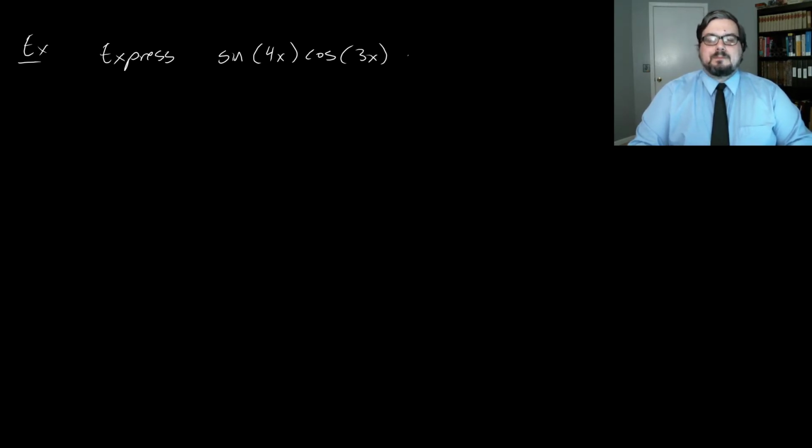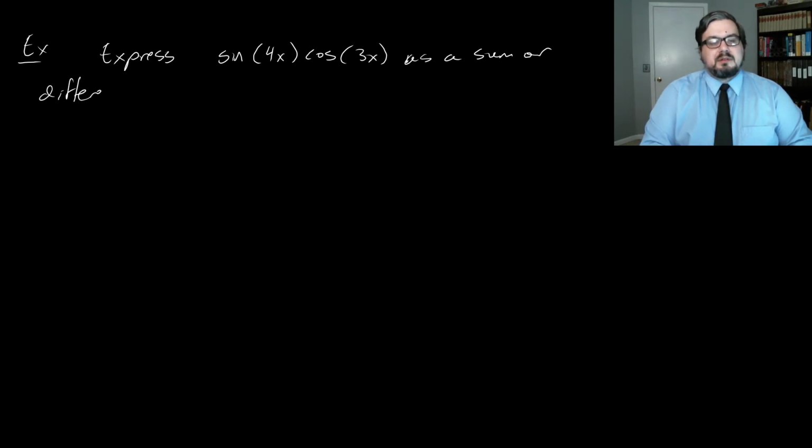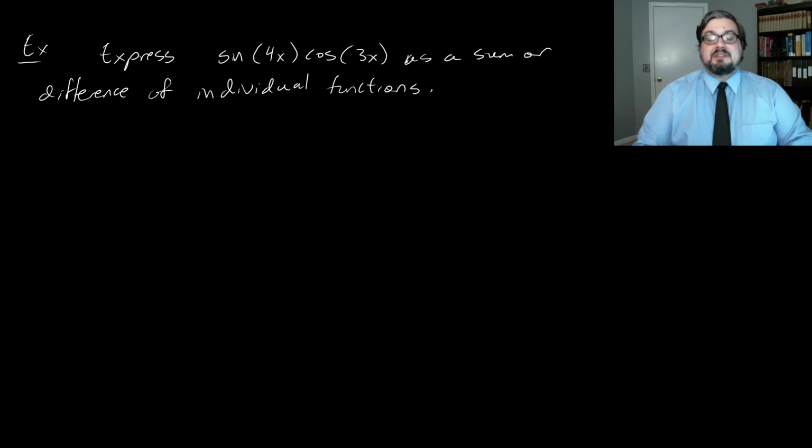Let's express sine of 4x times cosine of 3x as a sum or difference of individual functions that are not multiplied by each other.